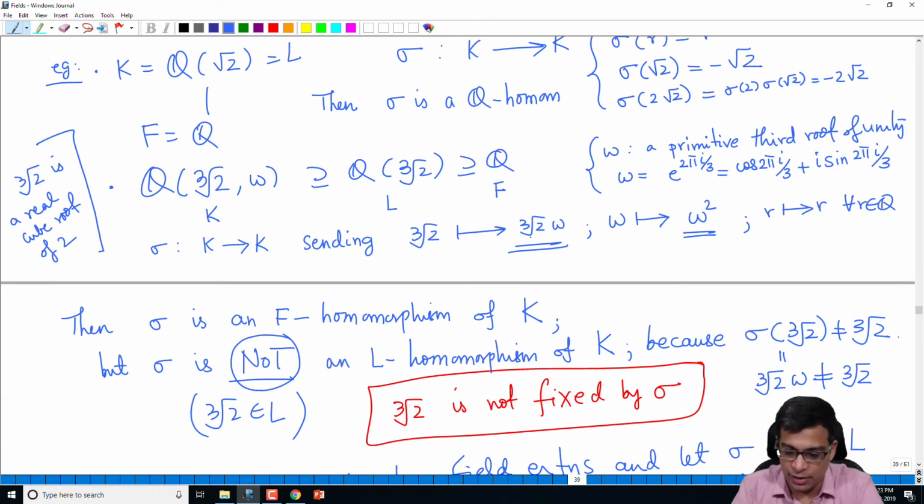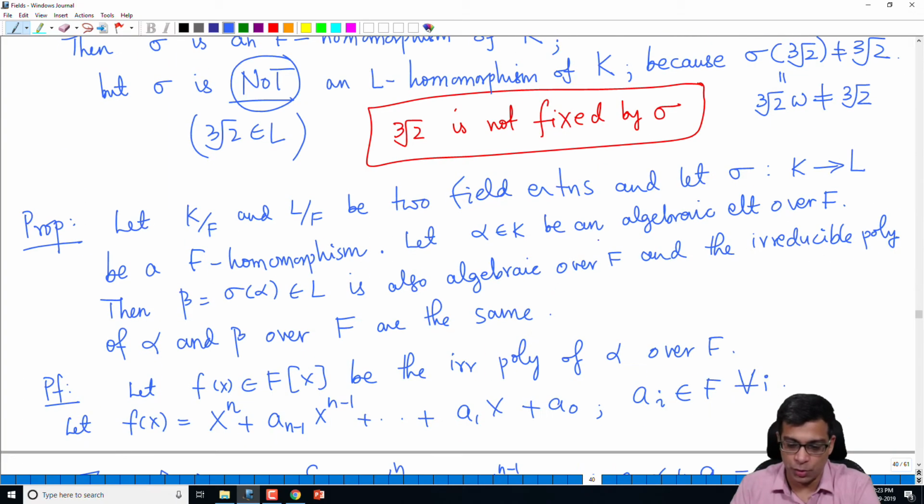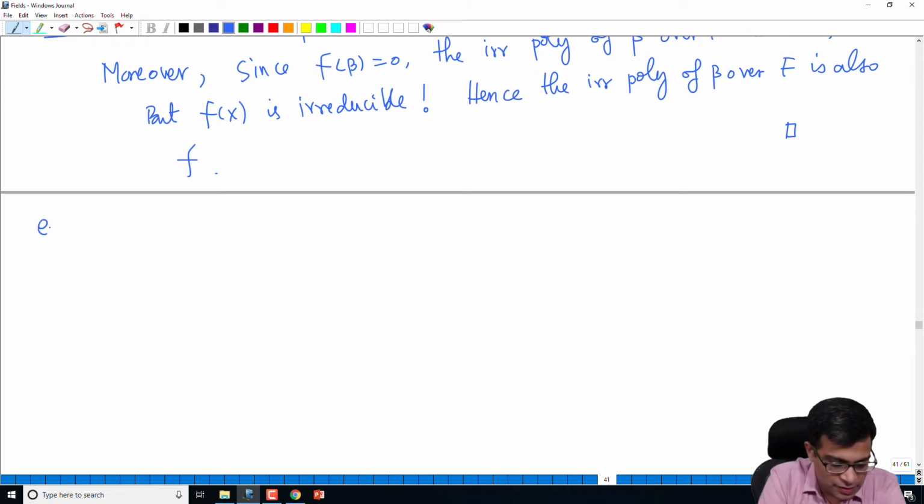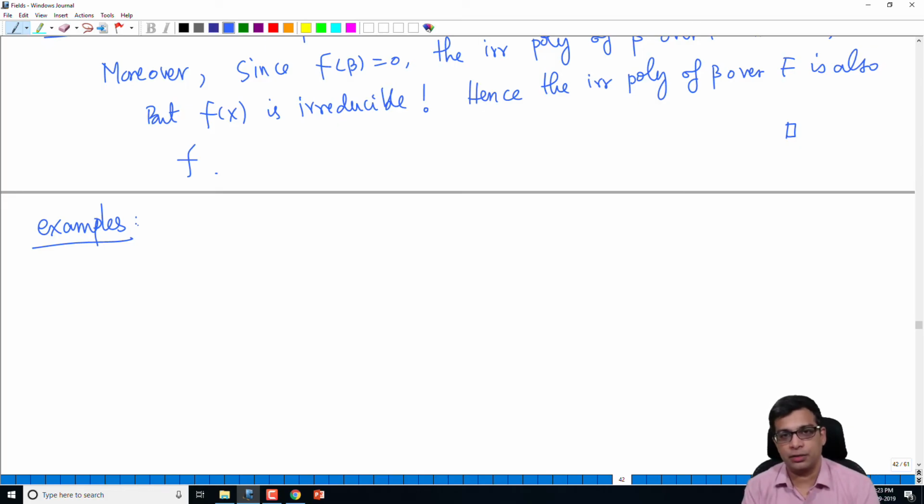And that's the reason why I cannot arbitrarily choose anything I want as an image of cube root of 2 in this example. Because what is the irreducible polynomial of cube root of 2? I will come back to this and write it again, but it is x cubed minus 2. So the image of cube root of 2 has to be another root of that polynomial. Similarly, the image of omega has to be another root of its irreducible polynomial, and so omega squared is a possibility. Okay, so as examples to illustrate how limited F-homomorphisms are, because of this very strong restriction on what the image of an element is.